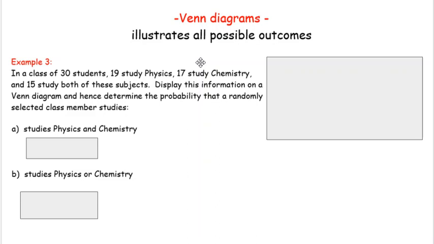Display this information on a Venn diagram and determine the probability that a randomly selected class member studies physics and chemistry, and then physics or chemistry. The or in probability is inclusive. So it doesn't mean that it has to be just one of them. It could be physics or chemistry or both. So on your paper, I want you to take a stab at what that Venn diagram would look like. It's going to have two circles, and it's going to have a rectangle outside of the circles to show all of the people who don't do either.